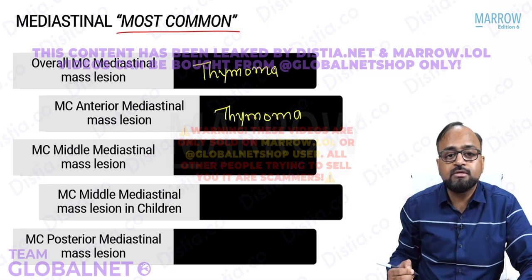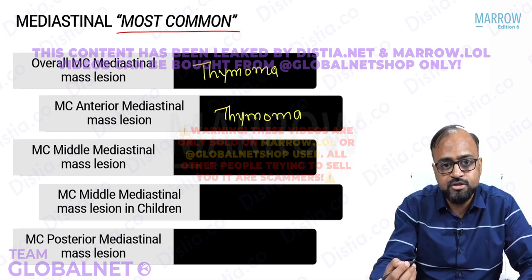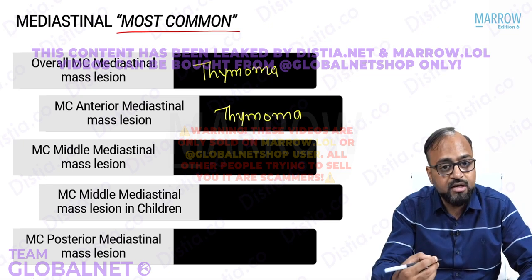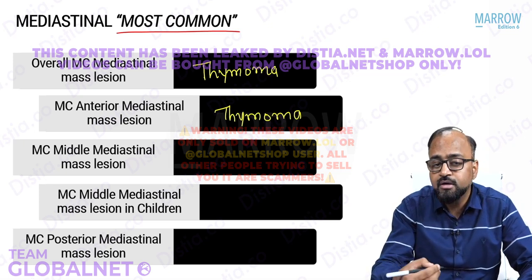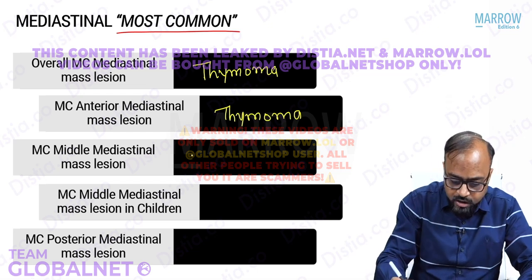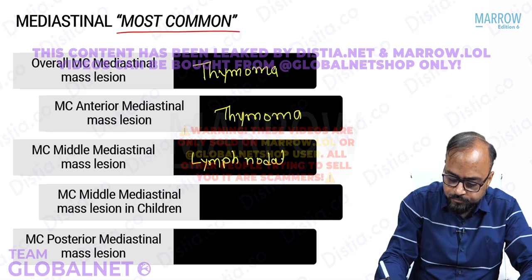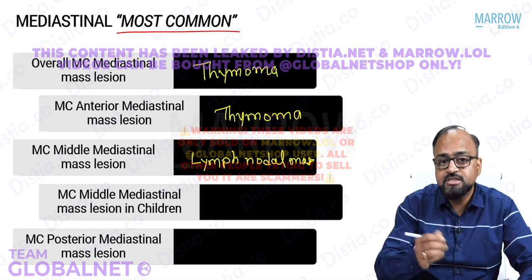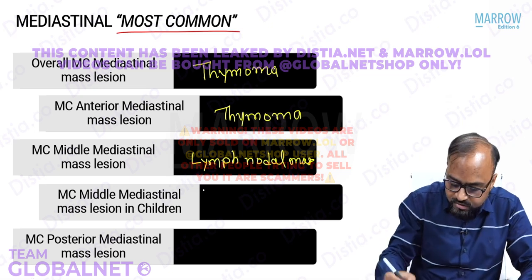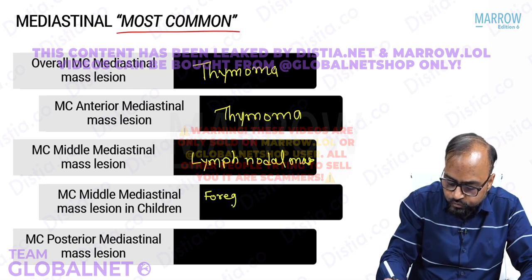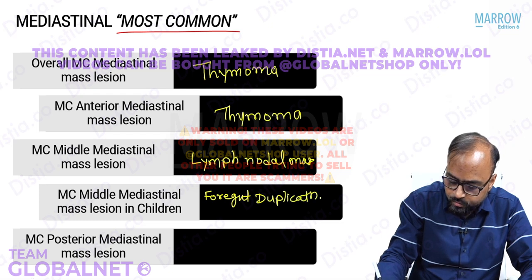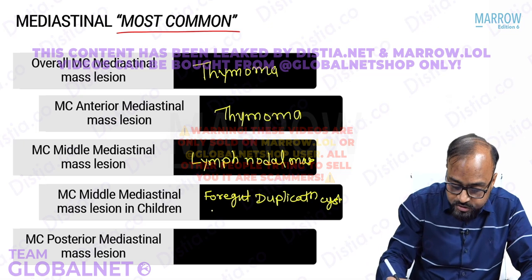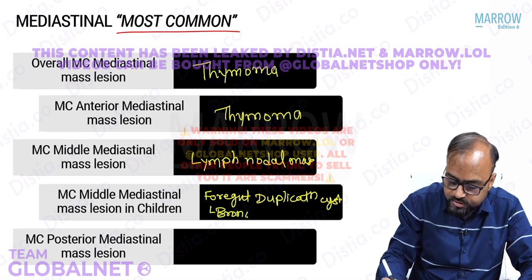Most common middle mediastinal mass lesion, I told you the most common content of the middle mediastinum are the lymph nodes, the trachea, the esophagus, right? So most common middle mediastinal mass lesion overall is a lymph nodal mass. Most common mediastinal mass lesion in children, if specifically this is something that is asked to you, then these are usually your foregut duplication cysts, most likely a bronchogenic cyst.